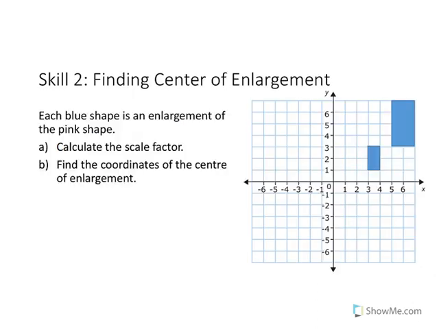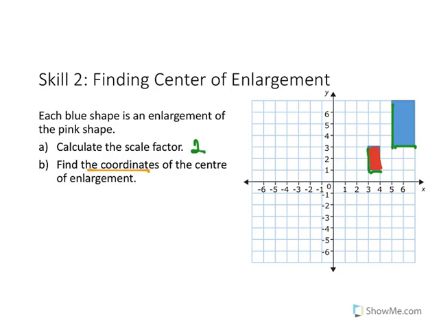Now finding the center of enlargement. Each blue shape is an enlargement of the pink shape. So in this case, this one is supposed to be the pink shape, this little tiny mini one that I am coloring in red right now. Calculate the scale factor. So let's take a look. I'll notice that the width is 1 and the width here is 2. The height is 2 and the height here is 4. So the scale factor is 2.